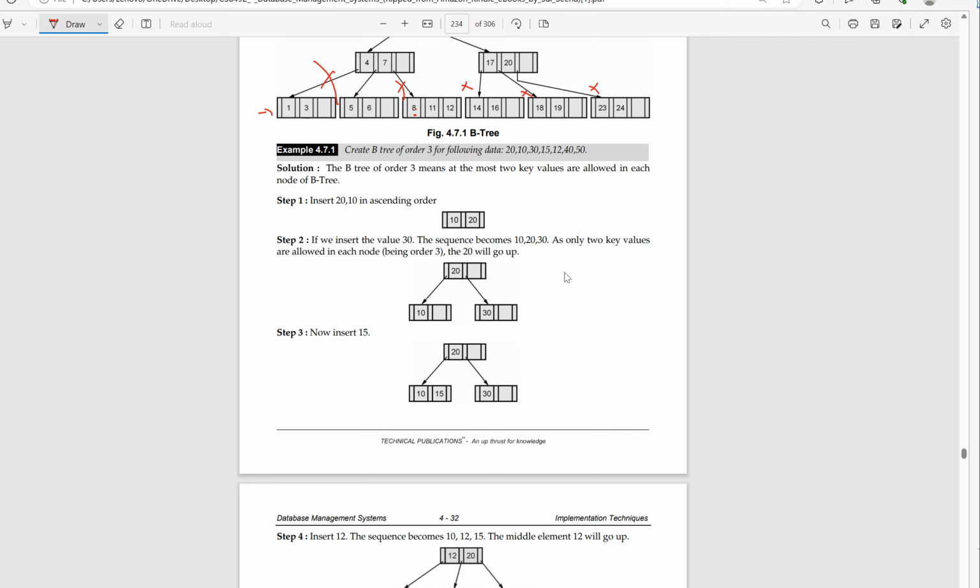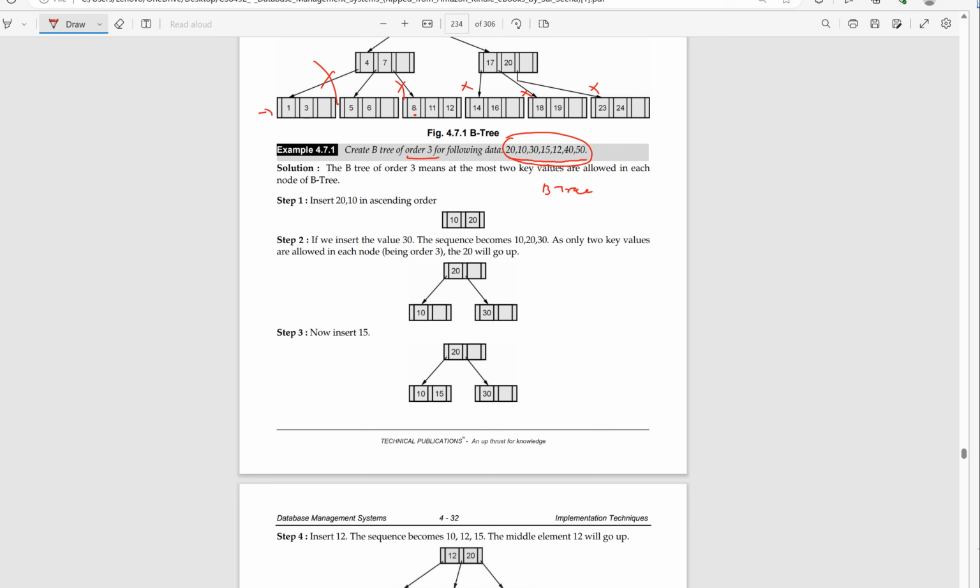So here they have given the values as 20, 10, 30, 15. So these are all the values that have to be inserted in the B tree. Here also they have given the same thing, whatever they have given in the B plus tree, the same thing will be given in the question. And then while drawing the tree alone, we have to differentiate the trees and show.